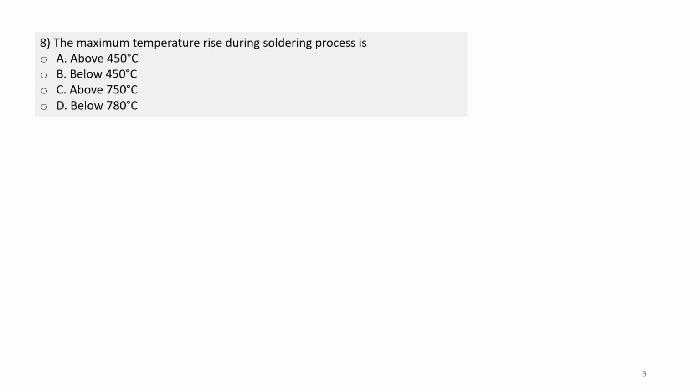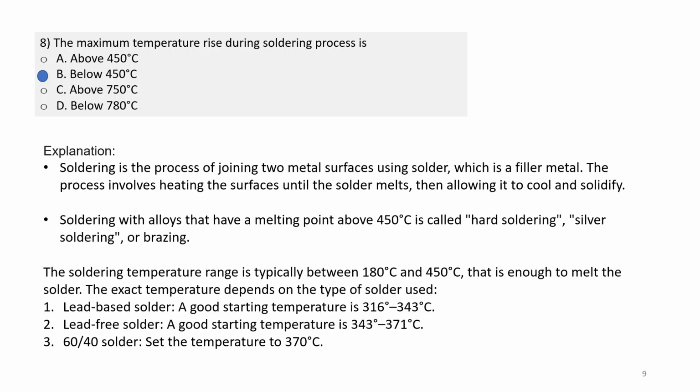Next: the maximum temperature rise during the soldering process is? Your options are above 450, below 450, above 750 or below 780. So the correct answer will be below 450.